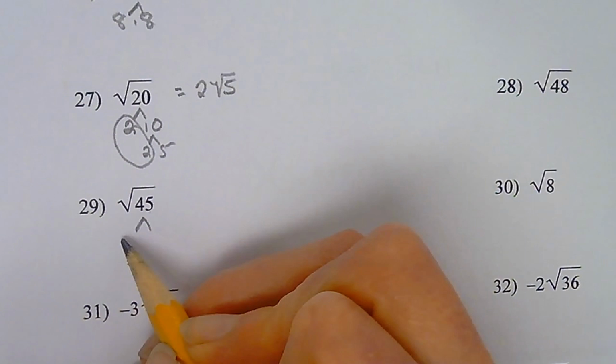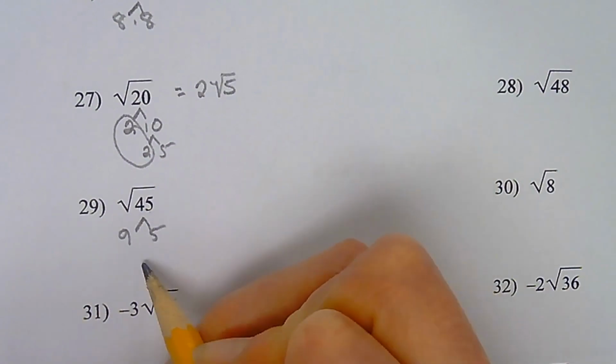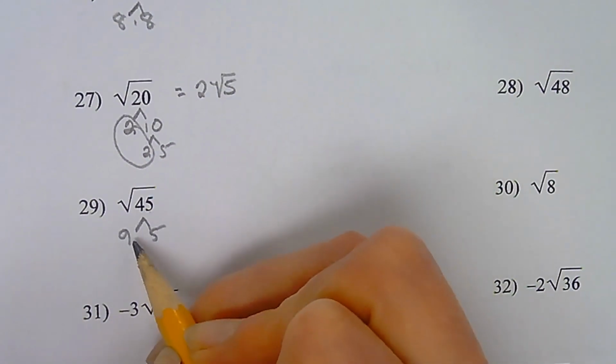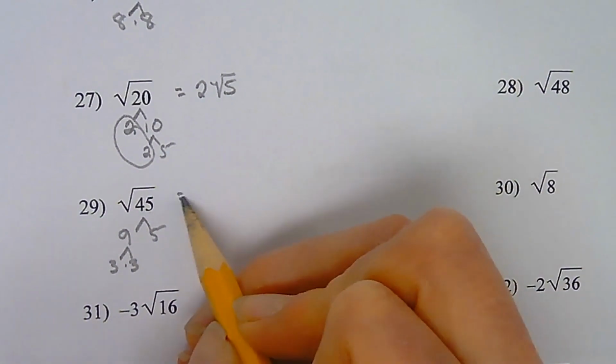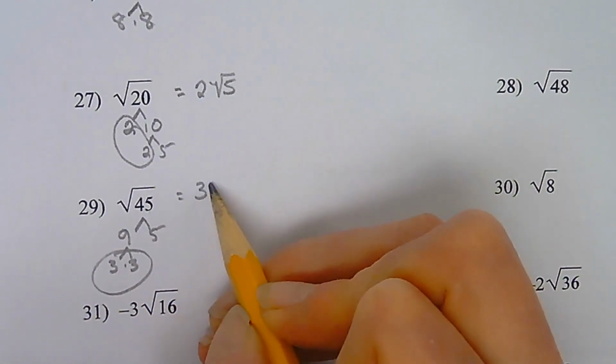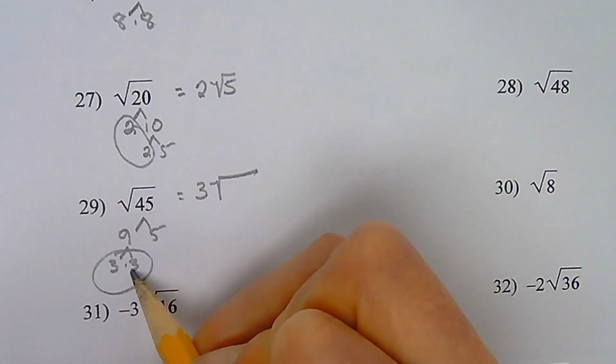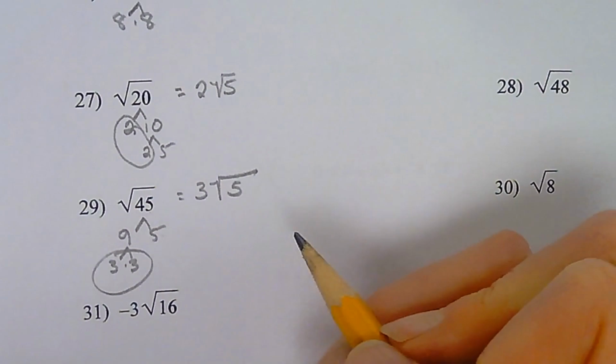I'm going to break this down into its prime factors. 9 times 5. There's a perfect square. Remember, we've got to get the perfect square out. That's 3 times 3. So we'll take out the square root of 3 times 3, which is 3, and we're left with the square root of 5 on the inside.